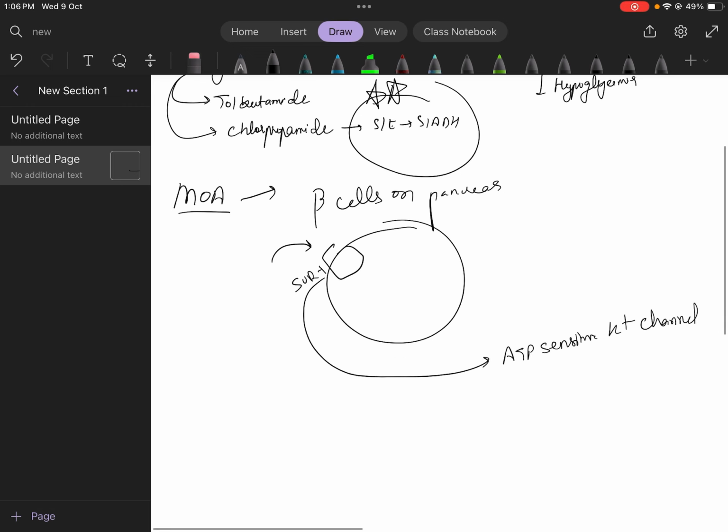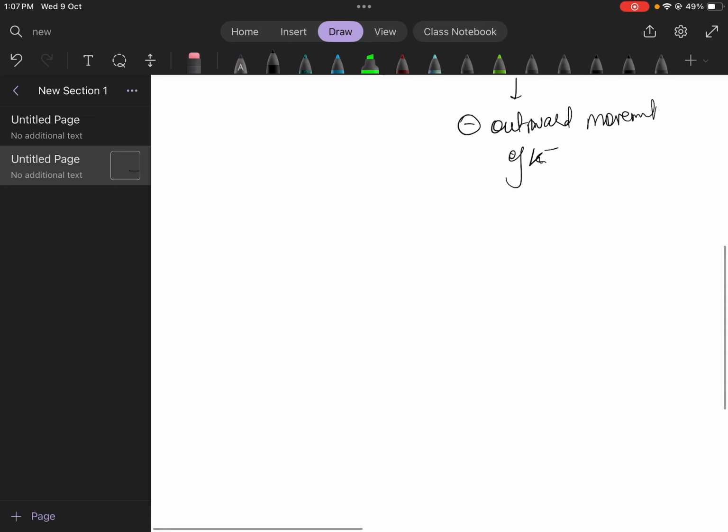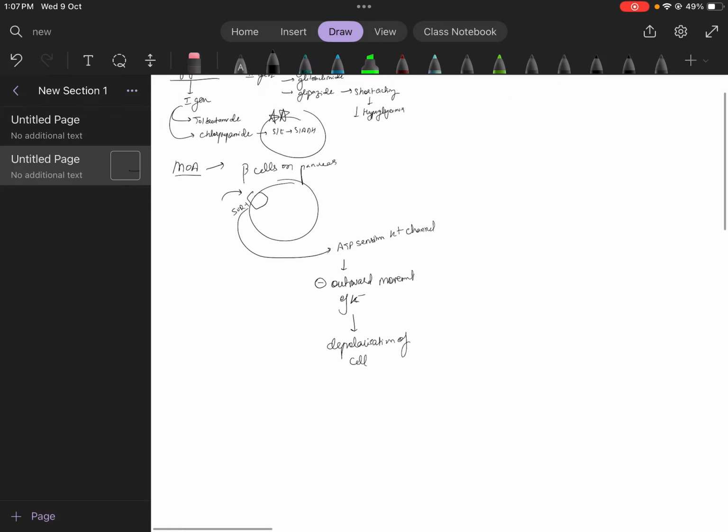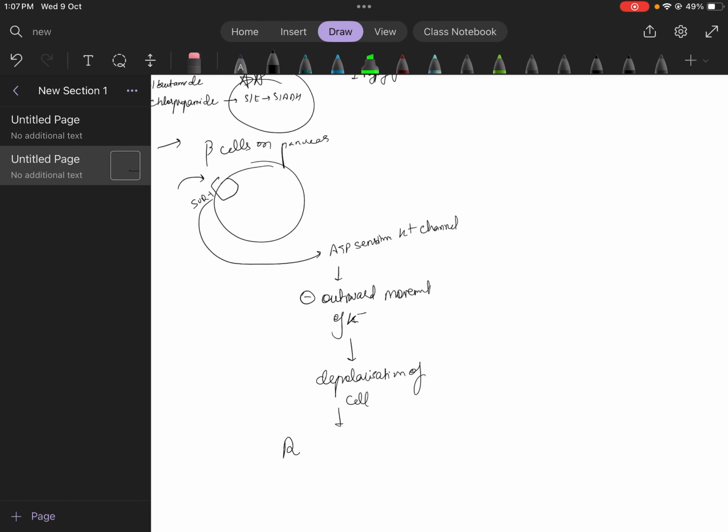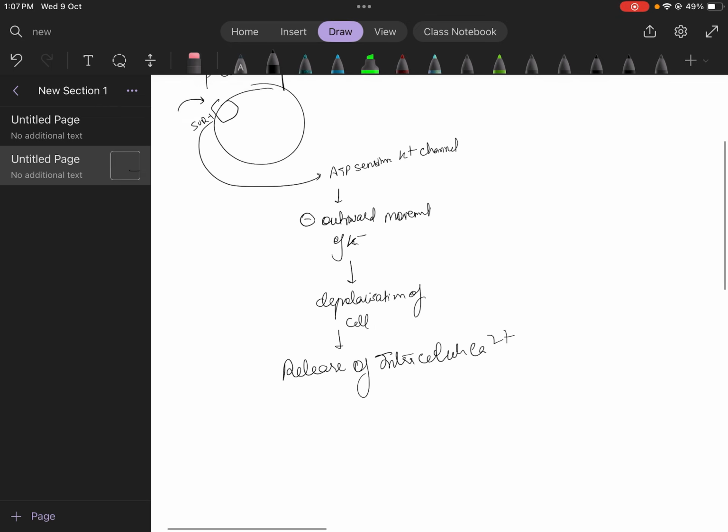Since it is an ATP sensitive potassium channel, when the drug binds to this receptor, it inhibits the outward movement of potassium. When there is inhibition of outward movement of potassium, it obviously causes depolarization of the cell. Due to this depolarization, there is release of intracellular calcium. This intracellular calcium promotes the fusion of insulin containing granules with the plasma membrane.